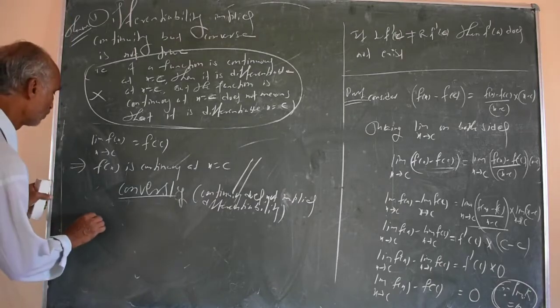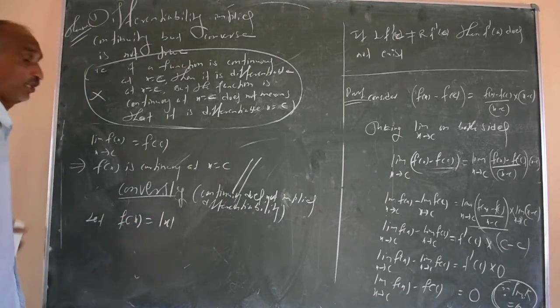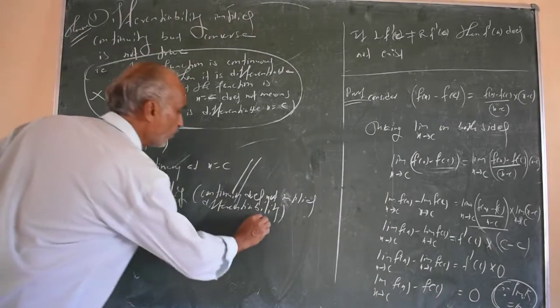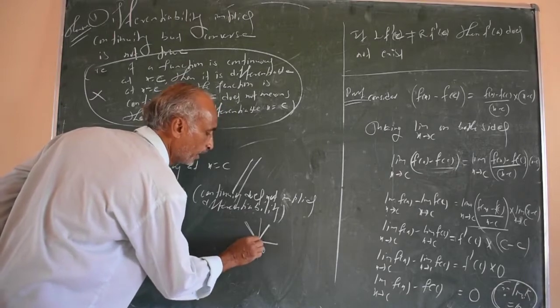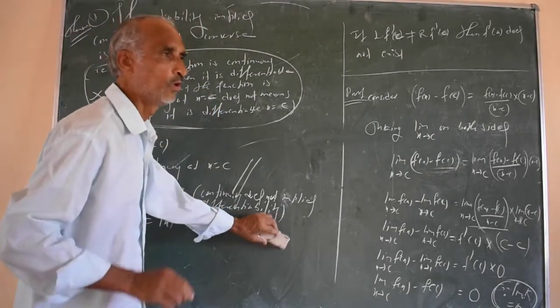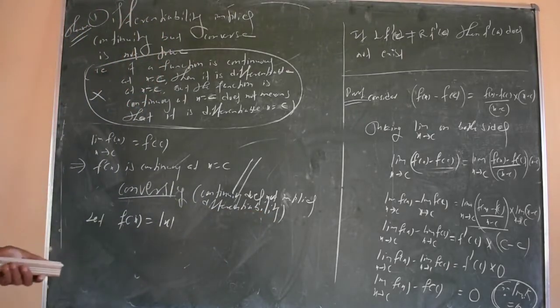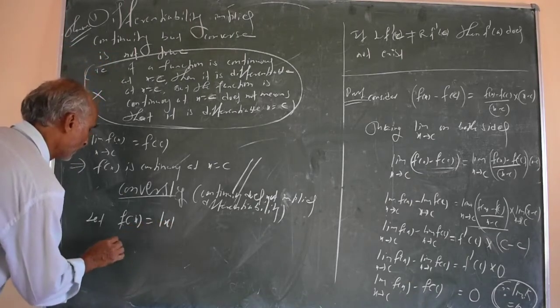Let f of x equal mod x. We know that mod x is continuous at origin. The graph of mod x is like this, no break at all at x equals 0. The graph is continuous, and you have proved this in the continuity section also. Left hand limit is equal to right hand limit, or limit f of x as x tends to 0 is equal to f of 0.